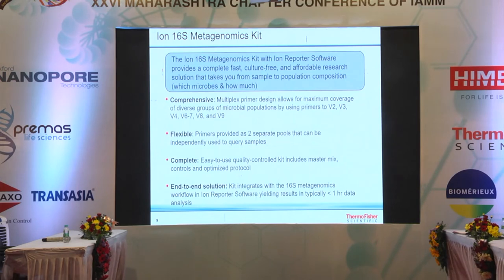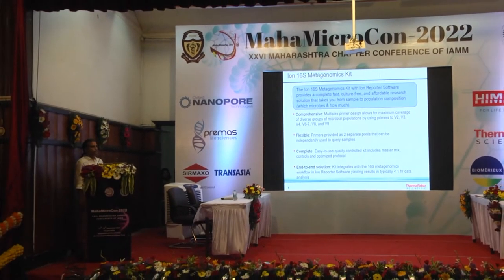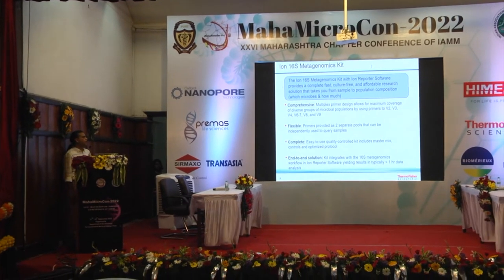So this is about our 16S metagenomics kit. We have a dedicated software called Ion Reporter software, which provides a complete, fast, culture-free, and affordable research solution that takes you from sample to population composition in a very short period of time. Our primers are designed, as I'm showing on the screen, to cover V2, V3, V4, V6, V7, V8, V9. So you're covering everything, and you're not going to miss any of your regions. The primers are designed as flexible primers in two separate pools. If you are interested in a specific region, suppose the V2 to V4 region, you just have to use a single pool. If you are interested in another region, you use the other pool. So it gives you flexibility. You don't have to run the whole primer pool to detect your microbial population.